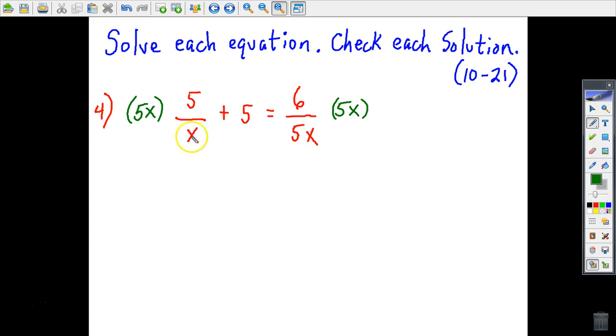Now let's work on clearing these denominators. Dividing x into 5x, these x's would cancel, and that leaves 5 times 5, which is 25. I've had some people stumble on this part, but let's just think of this the same way. Put the x back.